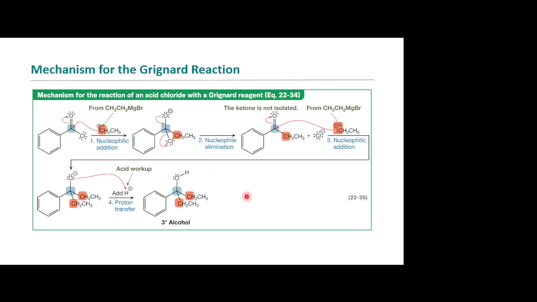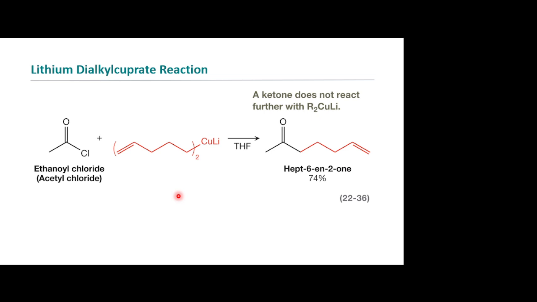Okay. What is the big difference here? Does this ever give you a primary alcohol? No, this is never going to give you a primary alcohol, because you're always going to be attacking with R groups. That means you're always going to end up getting a tertiary alcohol here.